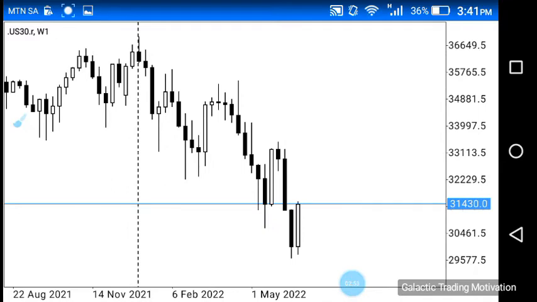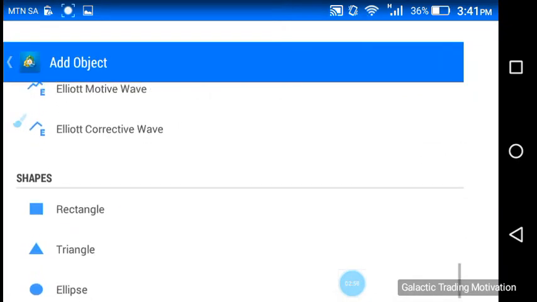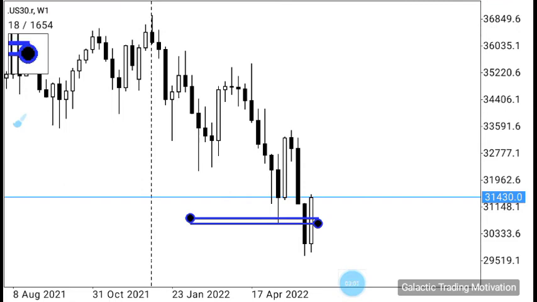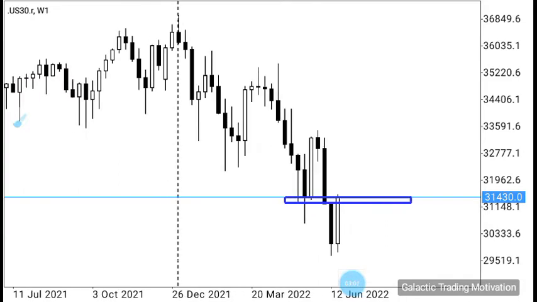Before I do so, however, let me just add a neckline to that overextended M structure. We can see that this is our neckline. There we go. Then from here, I'll just move down to the daily chart.